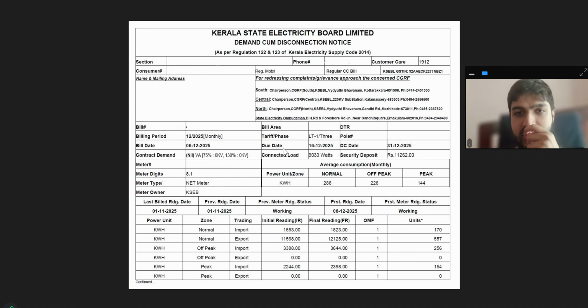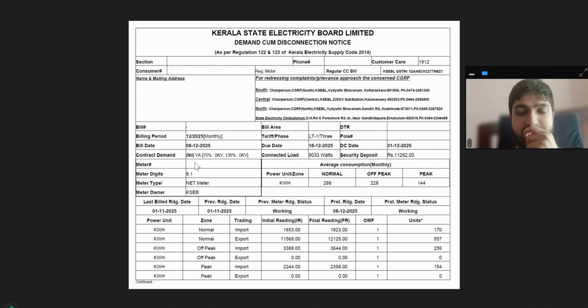The bill date is mentioned here, and the due date. Usually the due date is the date by which you have to pay the bill, that's usually 10 days after the bill date. So 16/12/2025. Then the DC, or the disconnection date, is mentioned here, that is 31/12/2025. So they are giving you a time of about 25 days before they disconnect the connection. From 6th December till 31st, 35 days is given, and you have to pay the bill before 31st, otherwise your electricity connection will be disconnected.